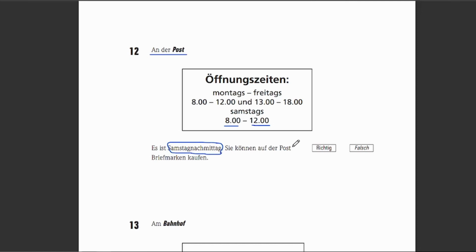You can go and buy Briefmarken. You can buy Briefmarken in the post office is the question. You cannot, because it is closed. It is only open in the first half of the day, in the morning, not in the afternoon. So it is false.